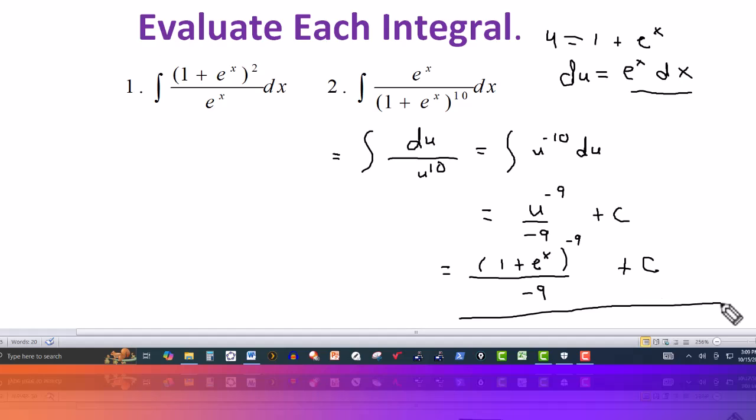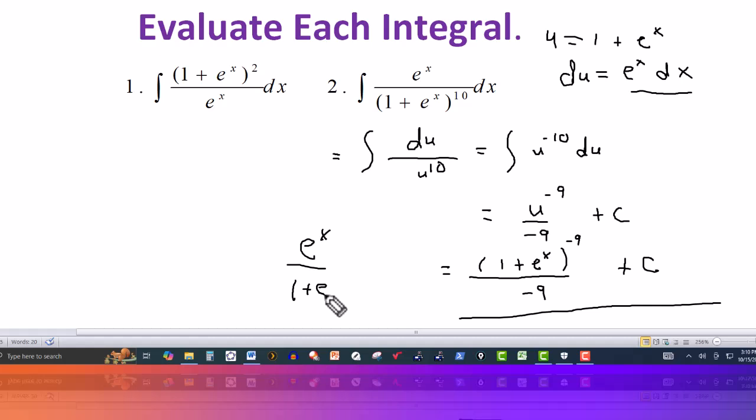And again, this is one you can easily check if you have time, just to practice the derivative. I take the derivative of this expression here. That means negative 9 multiplies the coefficient over here. I get negative 9 over negative 9, which cancels to a 1. Then I subtract 1 from the negative 9, I get negative 10. So I get 1 plus e to the x taken to the negative 10. Of course, using the chain rule I have to take the derivative of this expression, and that would give me an e to the x in the numerator.